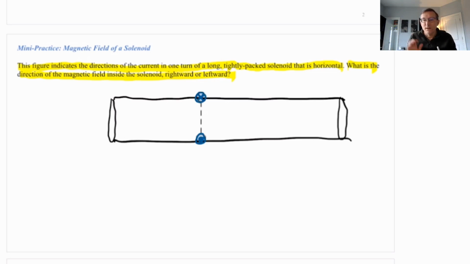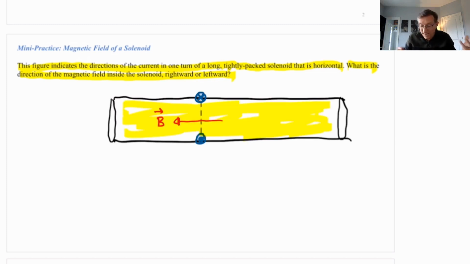Okay? All right, so how do I have to grab hold of that cylinder with my fingers curling around the way the current's going? Right? Away from me at the top, towards me at the bottom. I have to go around this way, and my thumb points to my left. So that means in this interior region, I have a nice uniform field everywhere in here, in the interior region of this solenoid, and it points to the left.